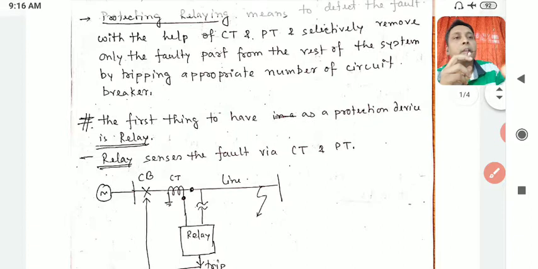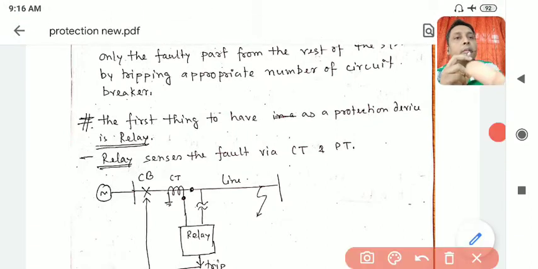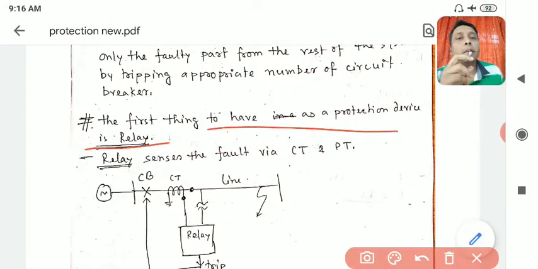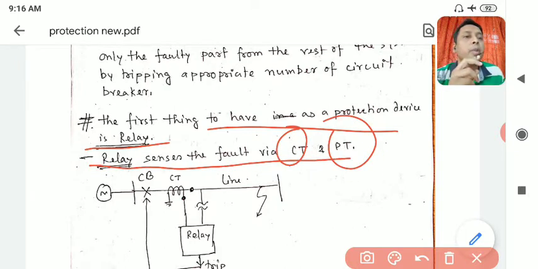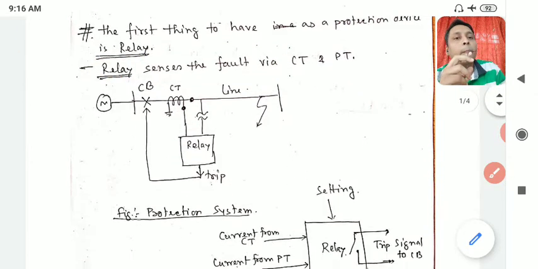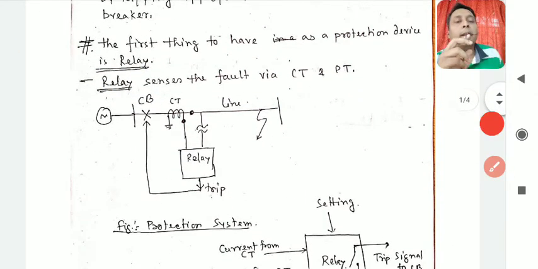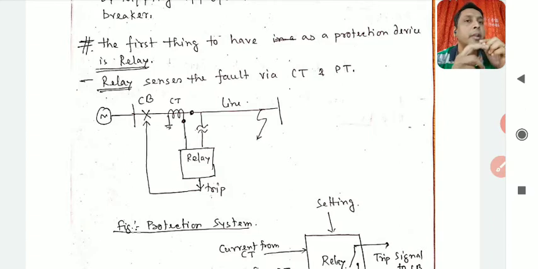So the first thing as a protection device is your relay, because the relay senses through CT and PT. CT, PT means current transformer and potential transformer, which will give you current and voltage information. So let us see a simple diagram of how a simple relay can sense and operate with a circuit breaker, so that it becomes easy for you to understand the later part.